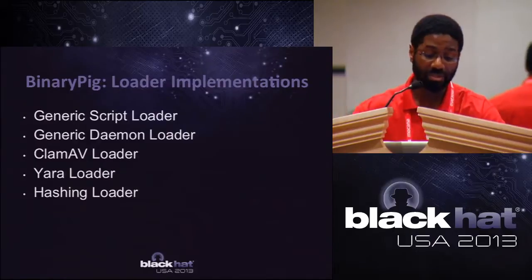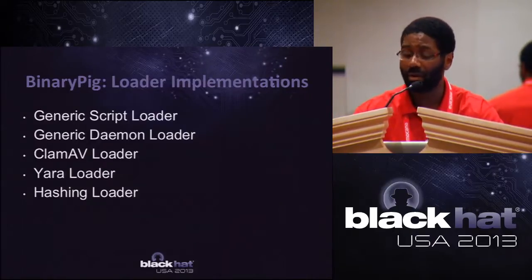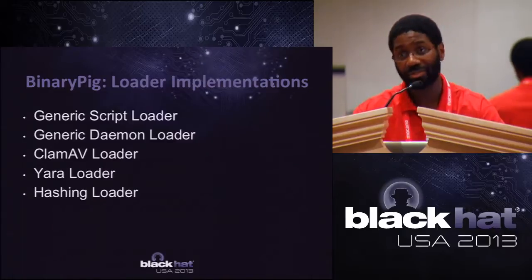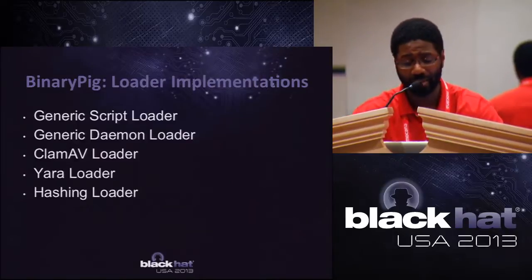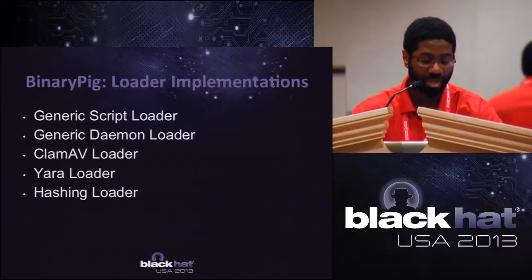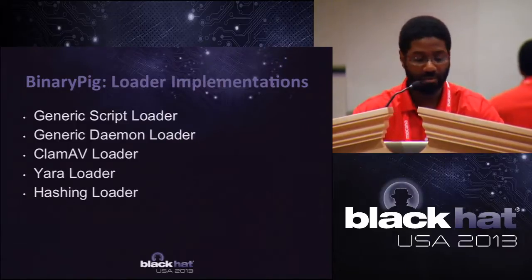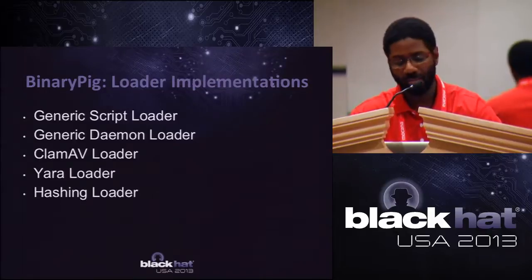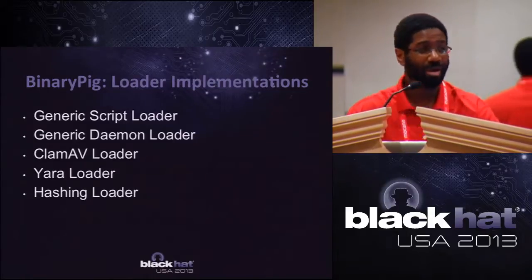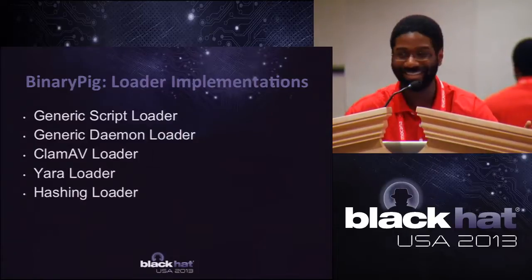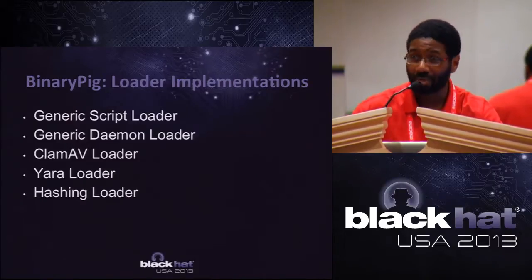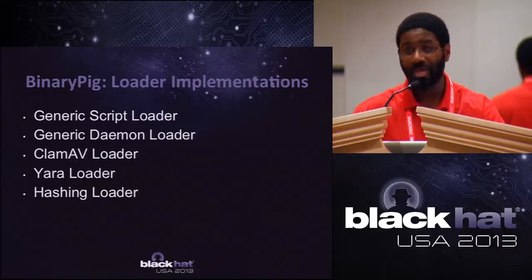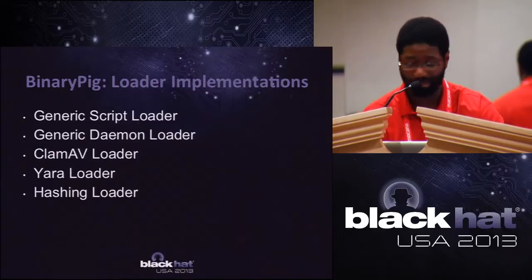So this is a list of all of the loaders we have in BinaryPig right now. There's a generic script loader we'll look at. It's just a regular script like you would run, a simple bash script or Python or whatever you like. The daemon loader we just discussed. And then we have three implementations: ClamAV, Yara, and PE hashing. An emphasis on ClamAV: we're not endorsing ClamAV in any way, but it's free and open source. We presume that anyone using our framework can get access to it. If you just want to set it up locally and run it, everybody should be able to get Clam. That's why we use it.